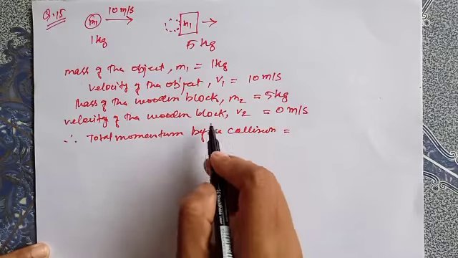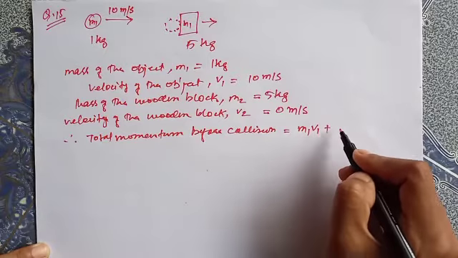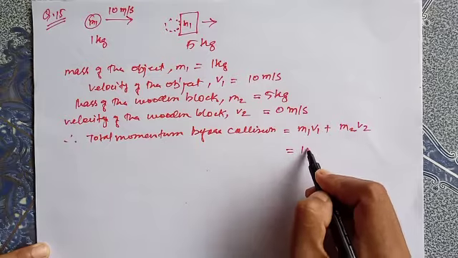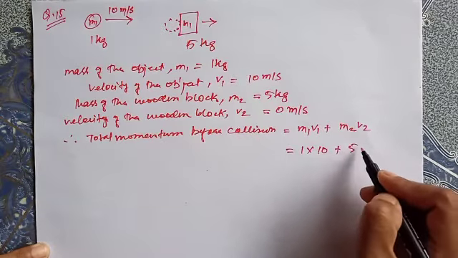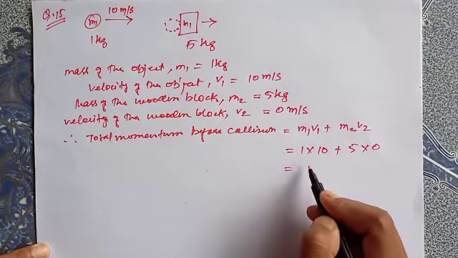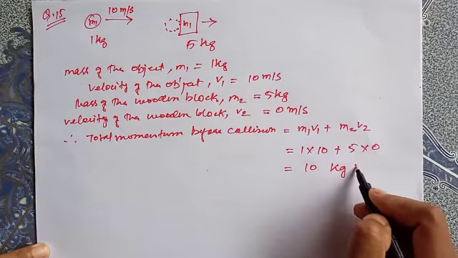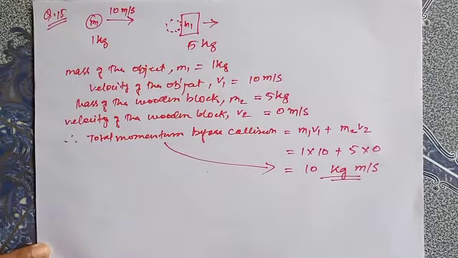Therefore the total momentum before the collision is equal to m1 into v1 plus m2 into v2. So m1 is 1 into v1 is 10 plus m2 is 5 and velocity v2 is 0. So if you multiply this, you will get 10 and 5 into 0 is 0. We have 10 kg meter per second. This is the momentum before the collision.